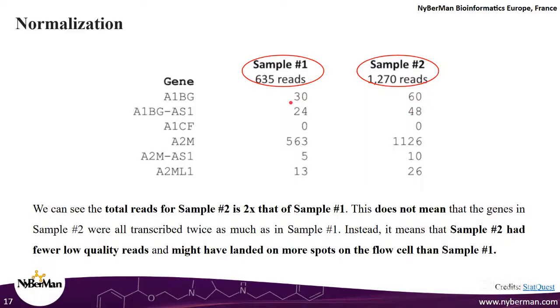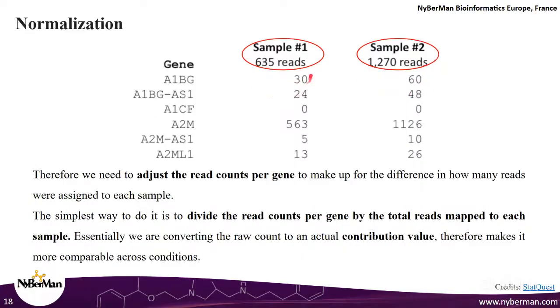Instead, what we will do is, we have to adjust these numbers. We have to adjust these counts. If you think about it, each of these numbers is actually the exact double of its counterpart, right? So here we have 30 for A1BG in sample 1, we have 60 for A1BG in sample 2, here we have 24, here we have 48, and so on and so forth, right?